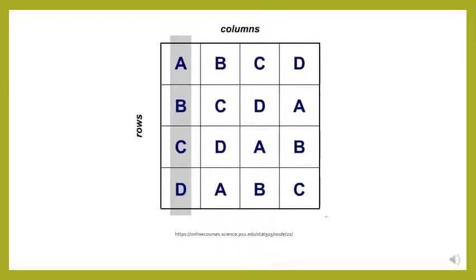The defining characteristic of a Latin square, and what makes them so efficient and diversely representative, is the fact that each treatment, the letters A through D, appears exactly once in each row and each column.